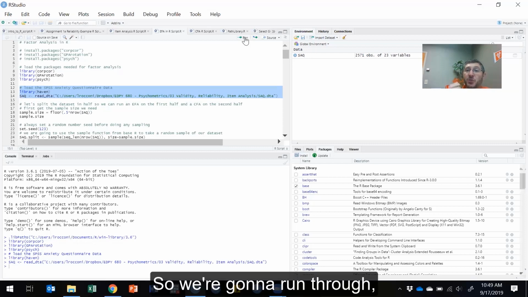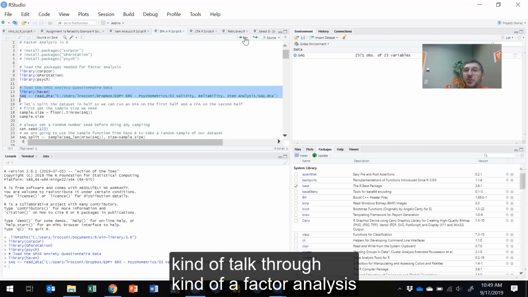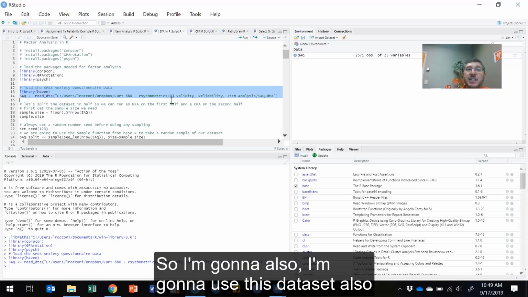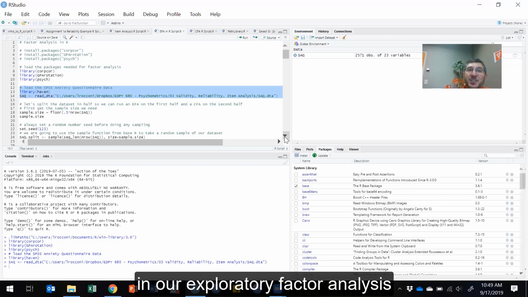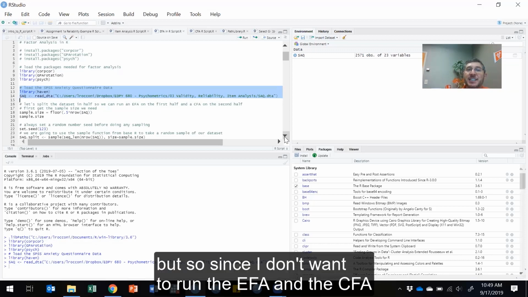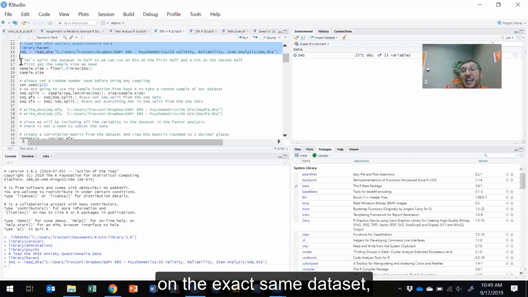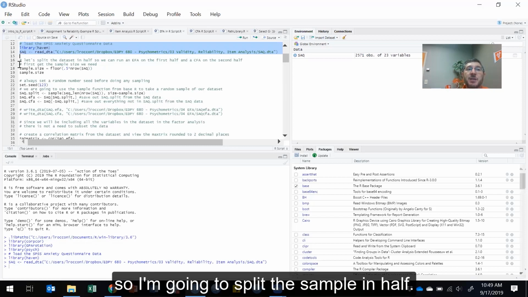So we're going to run through and talk through a factor analysis with this SPSS anxiety questionnaire data. I'm going to use this data set in both our exploratory factor analysis and our confirmatory factor analysis. Since I don't want to run the EFA and the CFA on the exact same data set, I'm going to split the sample in half.